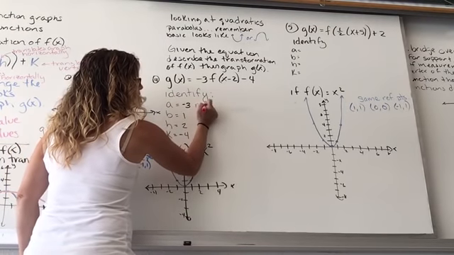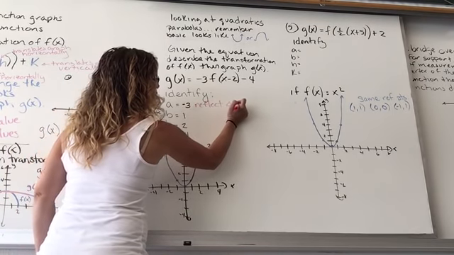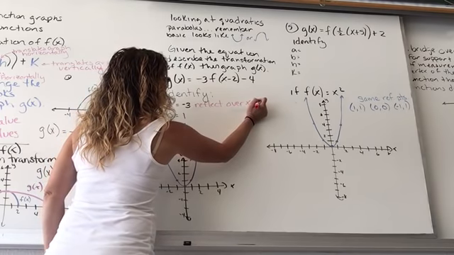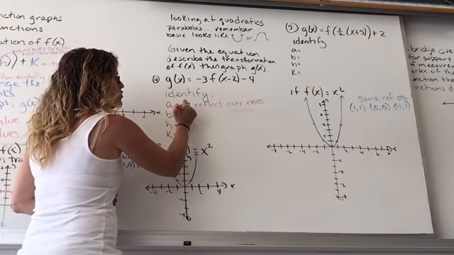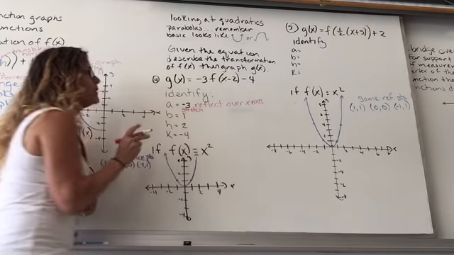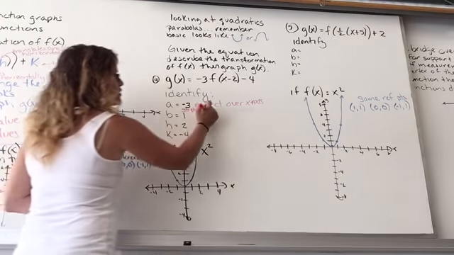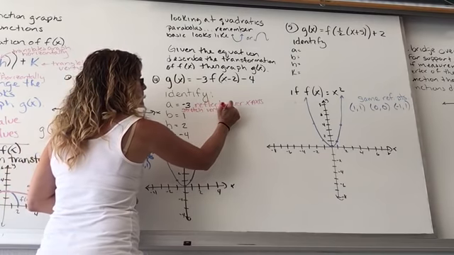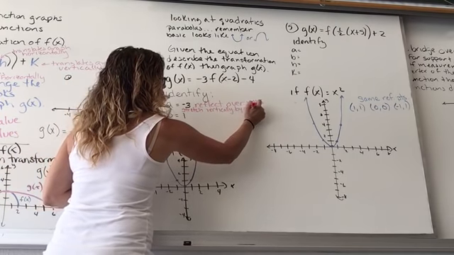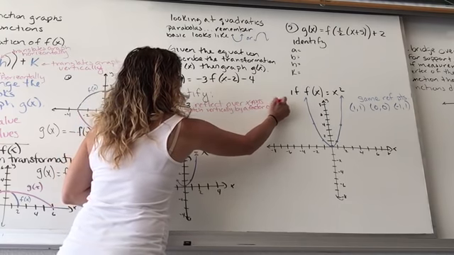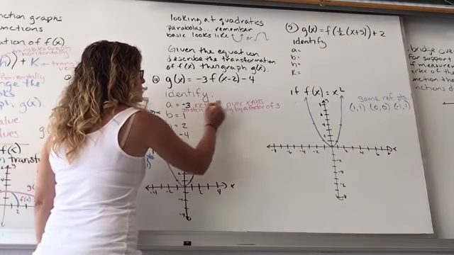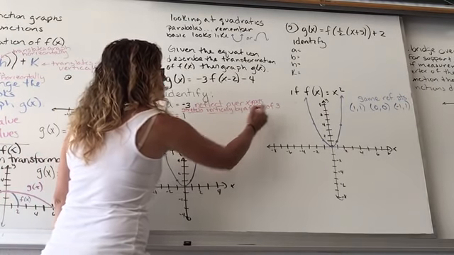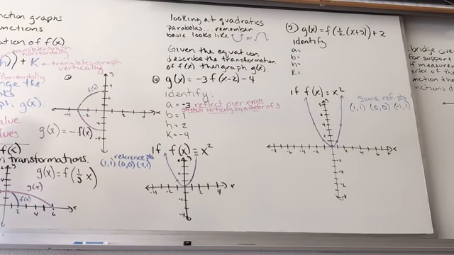So we reflect over x-axis. Okay? It also stretches the graph by a factor of 3. So we stretch. And remember, a stretches vertically. So we stretch vertically by a factor of 3. And you want to make sure you're using your academic vocabulary. Reflect, stretch, vertical, factor. Okay, those are key things.